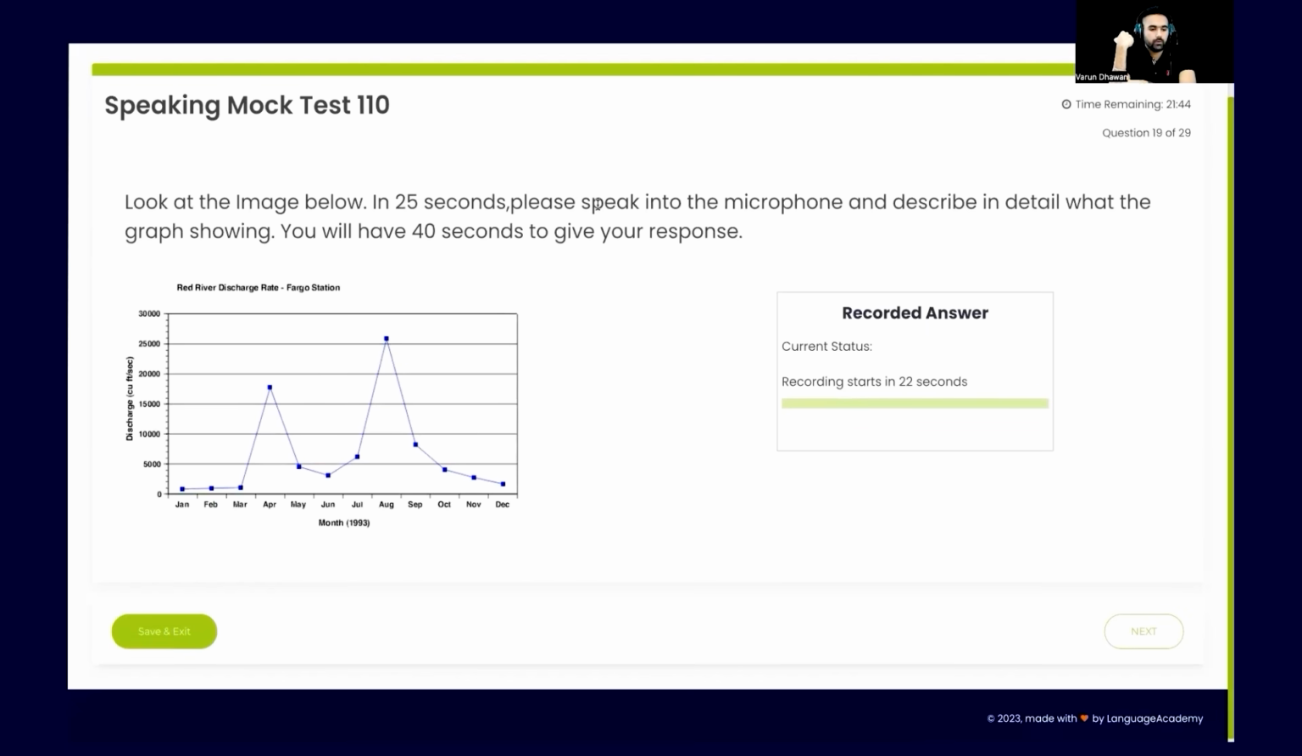The image gives information about Fargo Station. It is a very beautiful image, and I have to speak for 40 seconds about this image. There are a lot of different elements in the image, which are Fargo Station, Red River, and Red. I can also see 5, 10, and 15. I can see January, February, and March. One of the elements is maximum, the other one is minimum.